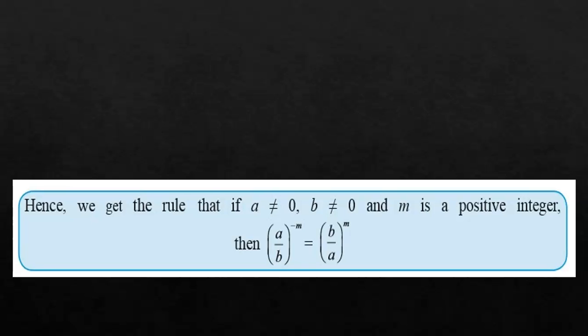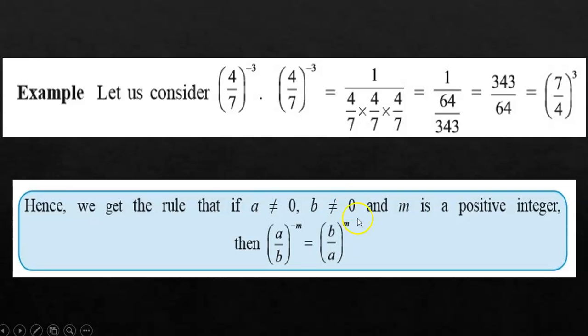Next law. If a is not equal to 0 and b is not equal to 0 and m is a positive integer, then a upon b the whole raised to minus m is b upon a the whole raised to m. Just now what we discussed. So let us consider 4 upon 7 the whole raised to minus 3. This is our number. So how do I simplify it and how do I solve this?